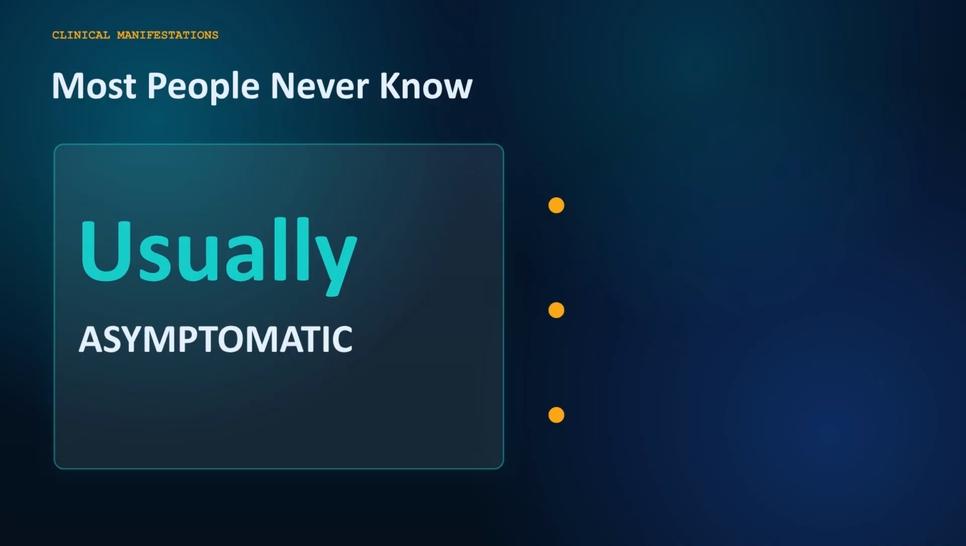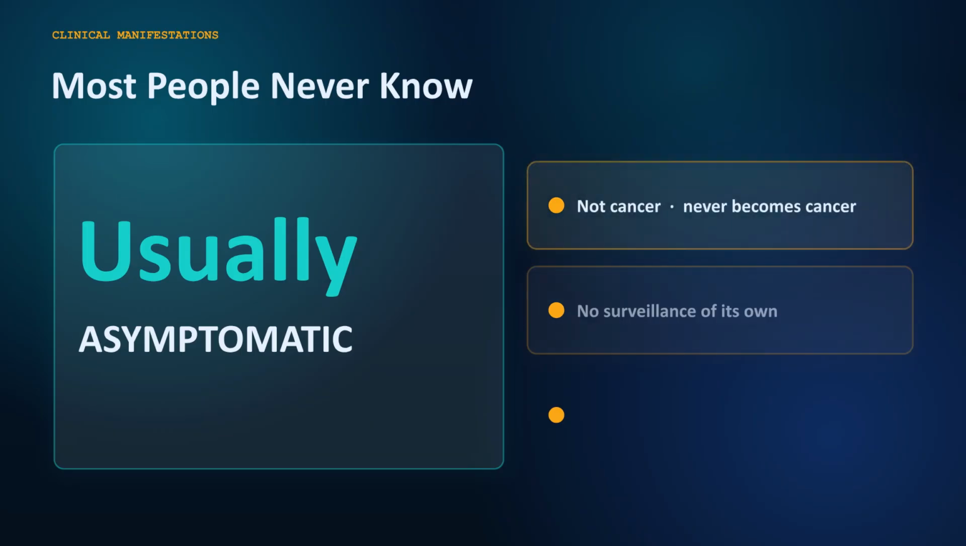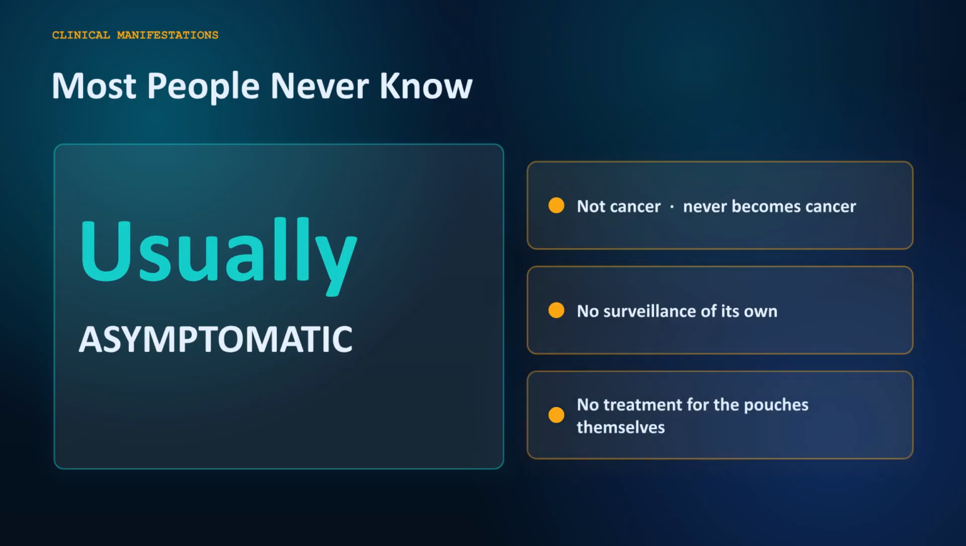For most people, these pouches are a structural feature of an aging colon and nothing more. They do not turn into cancer. They do not require surveillance of their own, and the pouches themselves do not need any treatment. That reassurance is genuinely the single most valuable thing you can hand a patient in this conversation. But a minority of people do run into trouble.